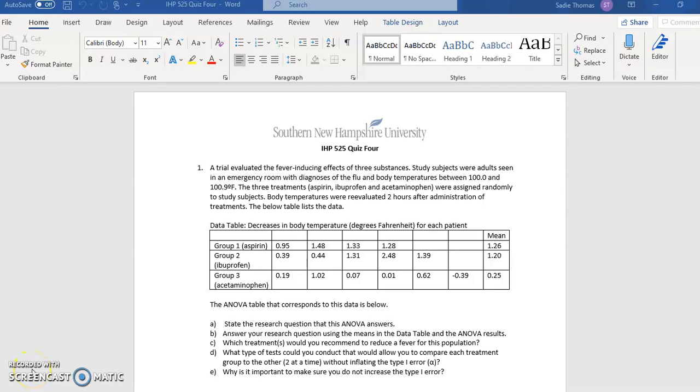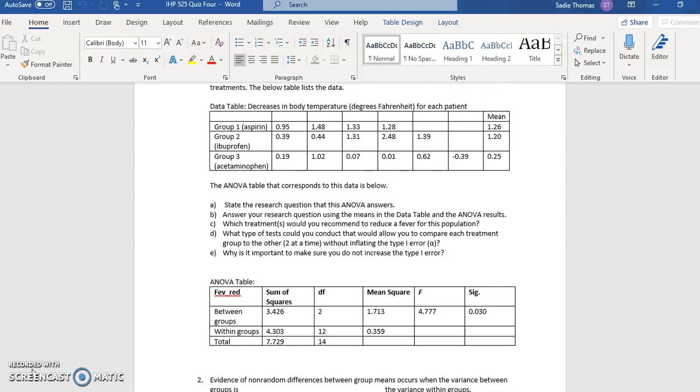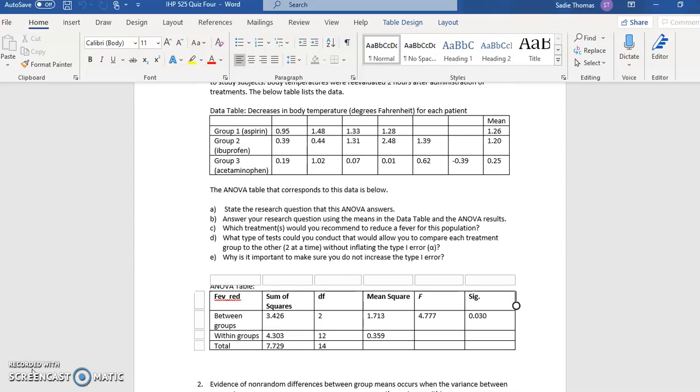For this video, we're going to go over the points that many students miss on Quiz 4 for IHP 525. Now notice for question 1, there are actually two data tables. The top one has the actual data points and the means for each medicine. And the second table is your ANOVA table.